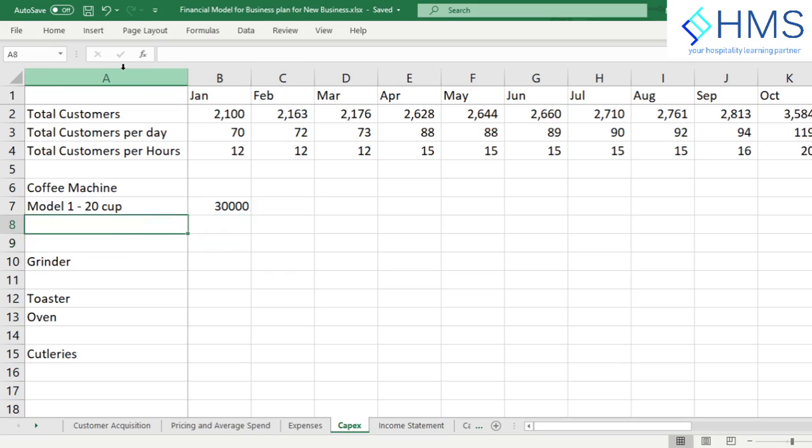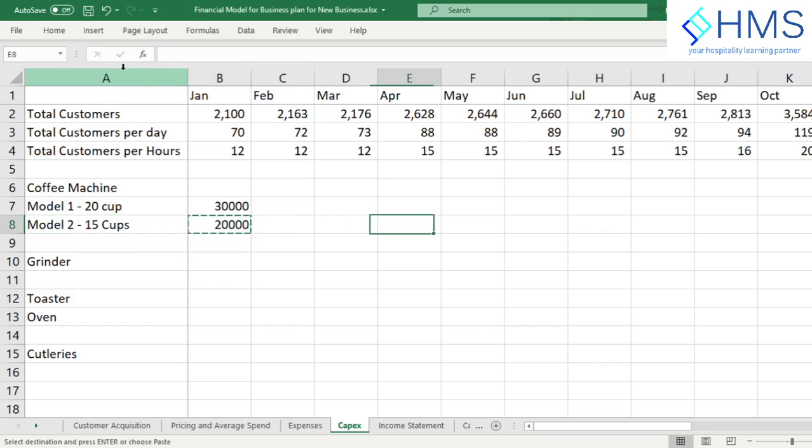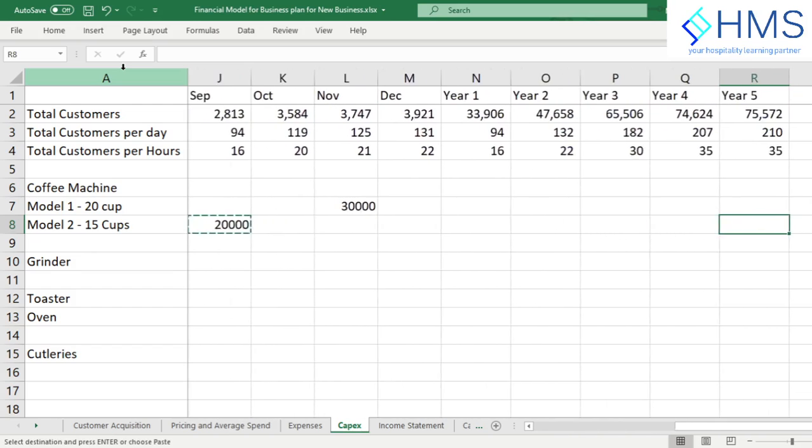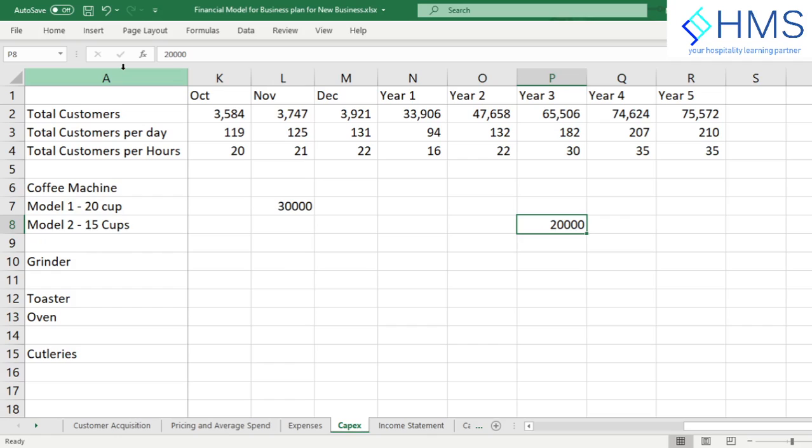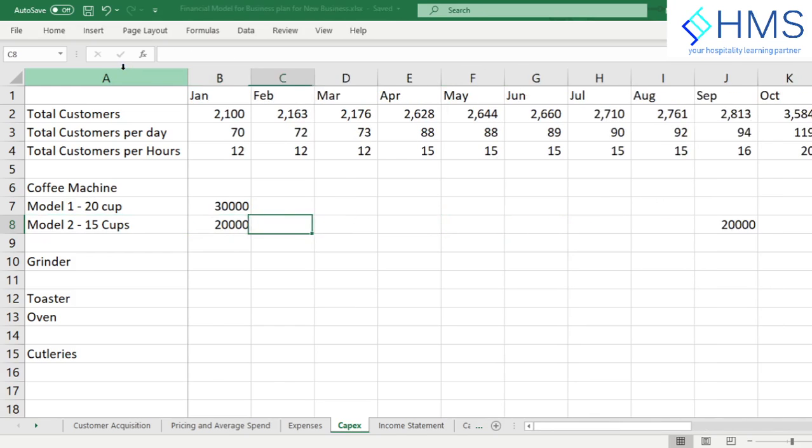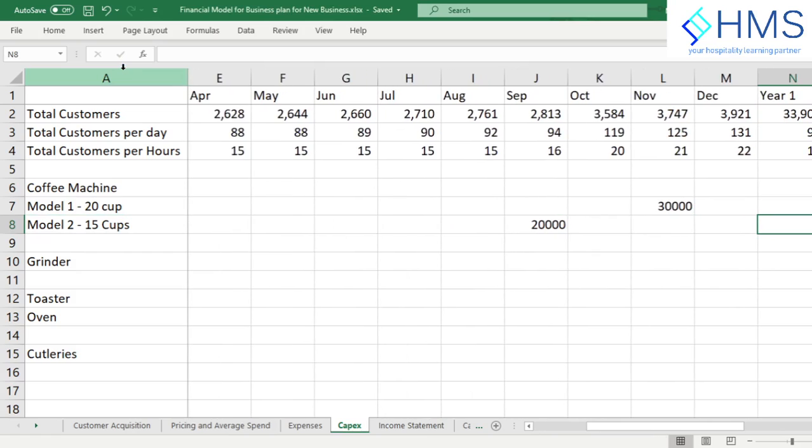Or alternatively, you can say there is a model 2 which can serve up to 15 cups, and then that cost is only 20,000. So up to 15 you need here, and then you need another 20,000 here, and that will become 30 cups, and then you need another machine at the end of this year, so that you are able to serve on average the cover. So you are spending 60,000 but not immediately. So the cash flow is different.